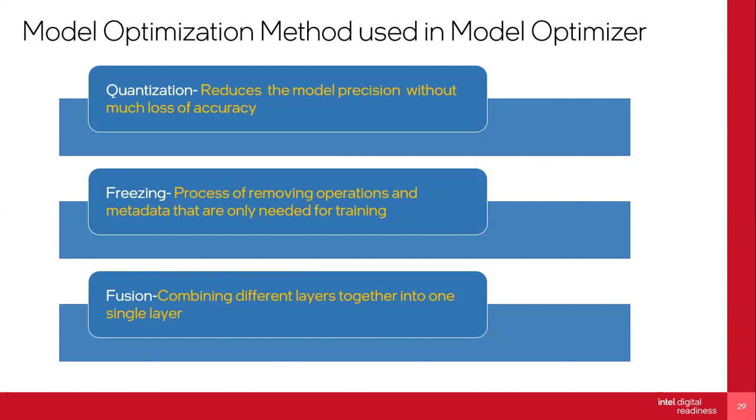The next one is fusion. Combining different layers together into one single layer is called fusion. Even when you use AI models to specify whether it is a dog or a cat, we send those images through different layers, right? When you combine those two layers into one single layer, that is called fusion, right?